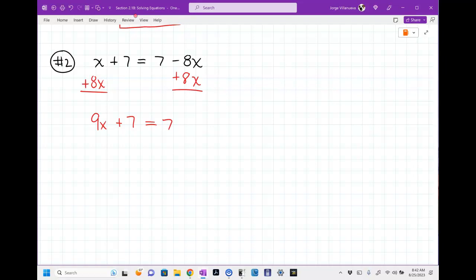This is what I said, like, oh, this looks kind of similar to the other problem, right? We're going to subtract the 7 on both sides. So we get 9x equal to 0. And just like we did in the previous problem, we got to divide by the number next to the variable. So we'll divide by 9. And that gives you x equal to 0.